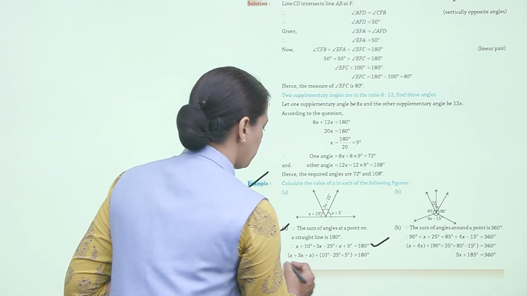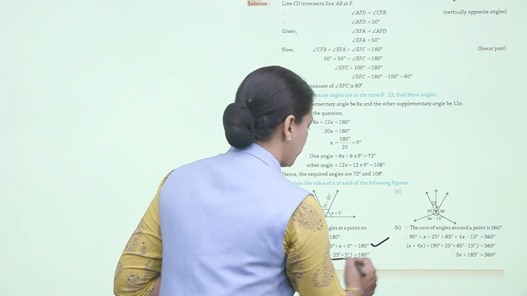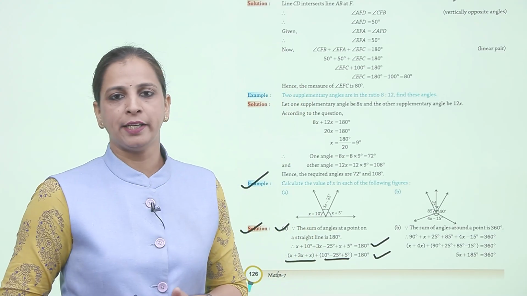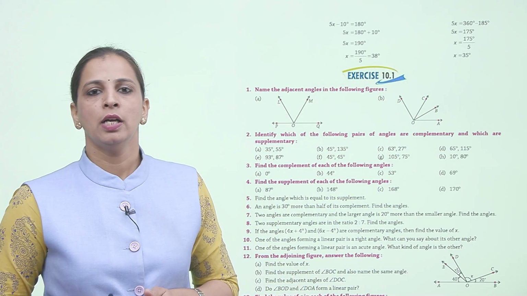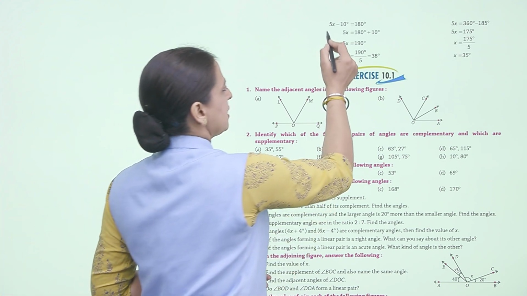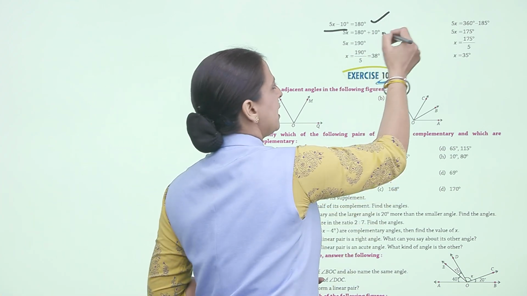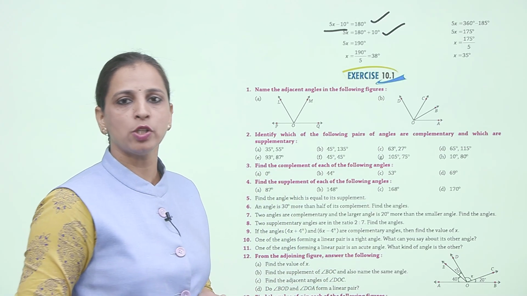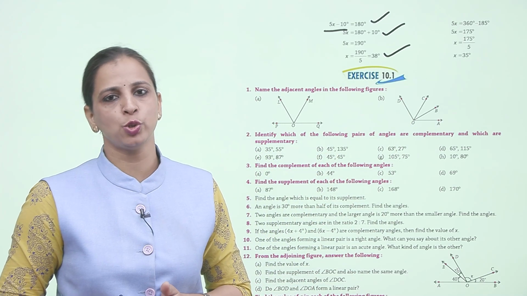x को एक तरफ किया, x plus 3x plus x plus 10 degrees minus 25 degrees plus 5 degrees is equal to 180 degrees. So 5x minus 10 degrees is equal to 180 degrees. 5x, 10 को opposite side लेके गए, plus 10 degrees. 5x is equal to 190 degrees. So x is equal to 190 degrees upon 5, which is 38 degrees.